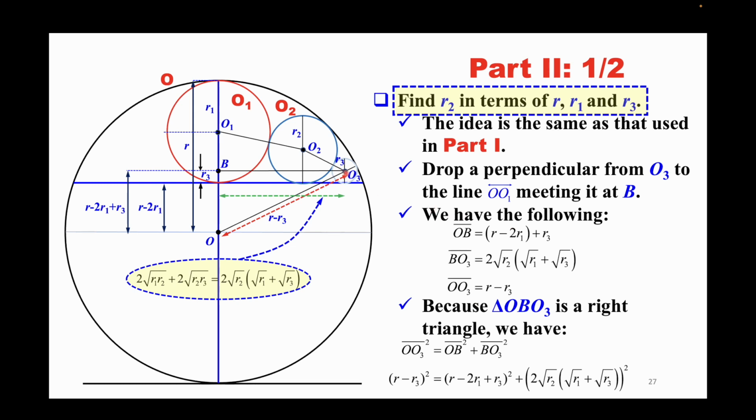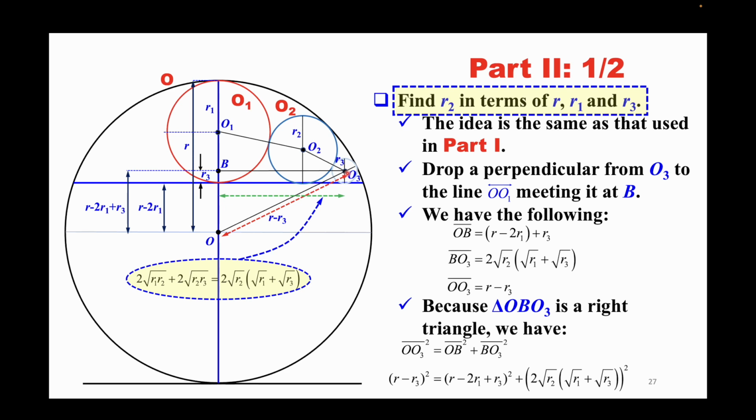Again, from the center of O3, we drop a perpendicular to the line O1, meeting it at B. So we have learned that this is R minus 2R1. Now, instead of R2 here, the distance going from O to B would be this distance plus this distance, which is R3. So here, OB is R minus 2R1 plus R3.